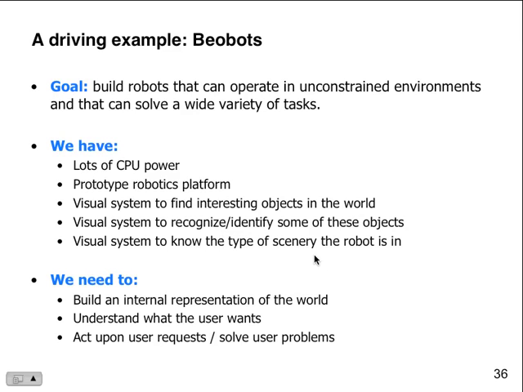And then we're going to have different types of sensors for the objects, if they hit something or if they see something. And what do we need to do? Build an external representation of the world, understand what the user wants, and then act upon those requests to solve the user's problems. So this is sort of the problem definition stage of the solution.